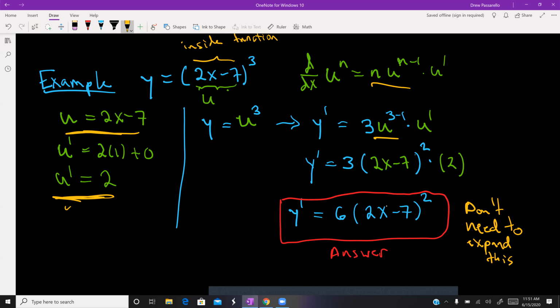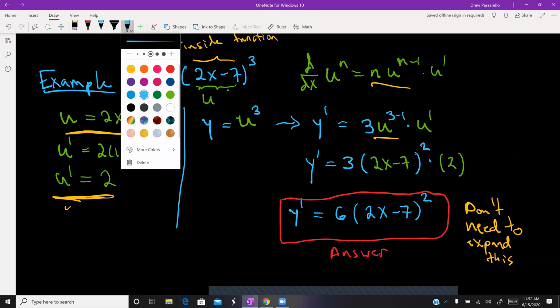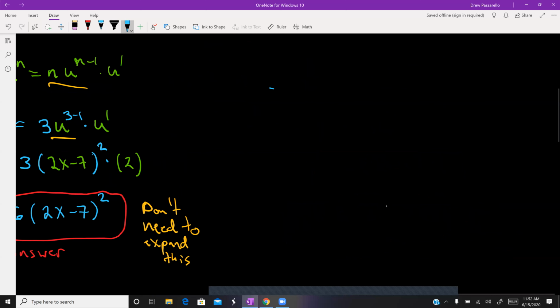All right, that's just an example where I'm using the general power rule, which is really the chain rule. And that took way fewer steps than doing 2x minus 7 times itself 3 times, and then using the rules that we already know. So I'll make up another one real quick. Let's say I had y equals (4x plus 1) all raised to the second power.